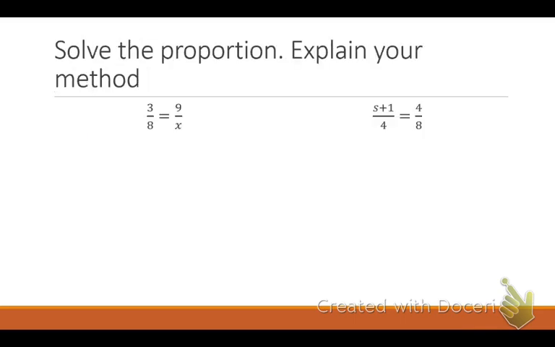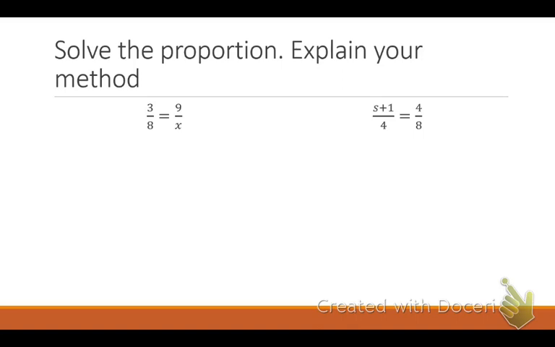Now we're going to solve the proportion. You don't necessarily have to explain your method, although you do need to know what method you're using, so it's not guesswork. If I'm looking at the first one, there's probably 2 methods that would be equally acceptable. If I'm looking at the second one, I'm definitely going to lean towards one method versus the other. So go ahead and solve both of these. Remember, you need to be working together.